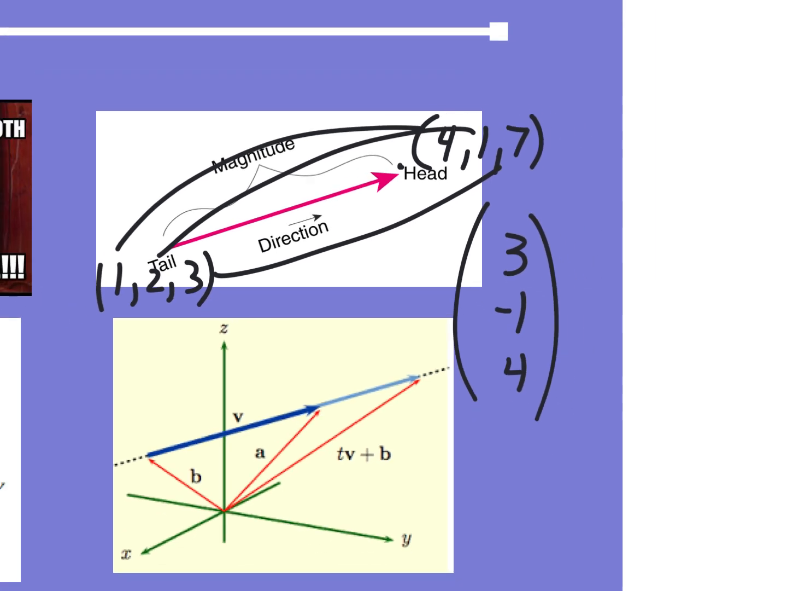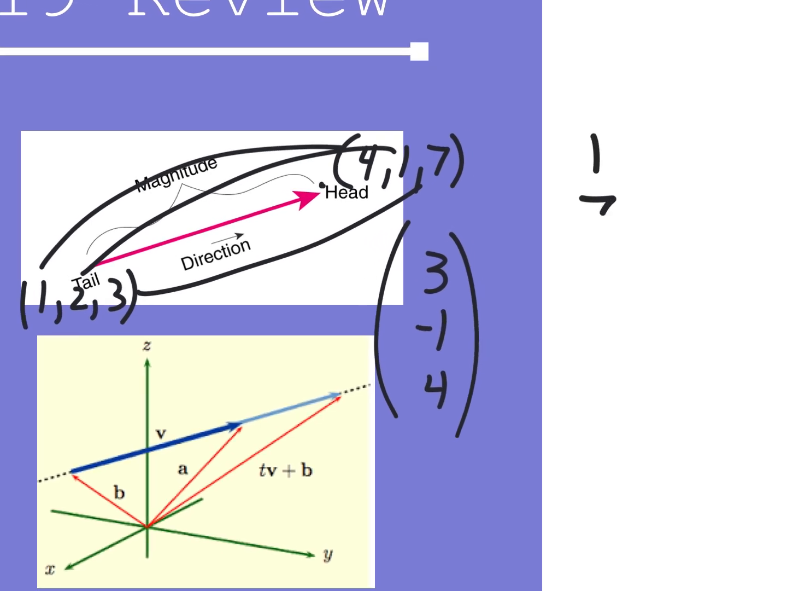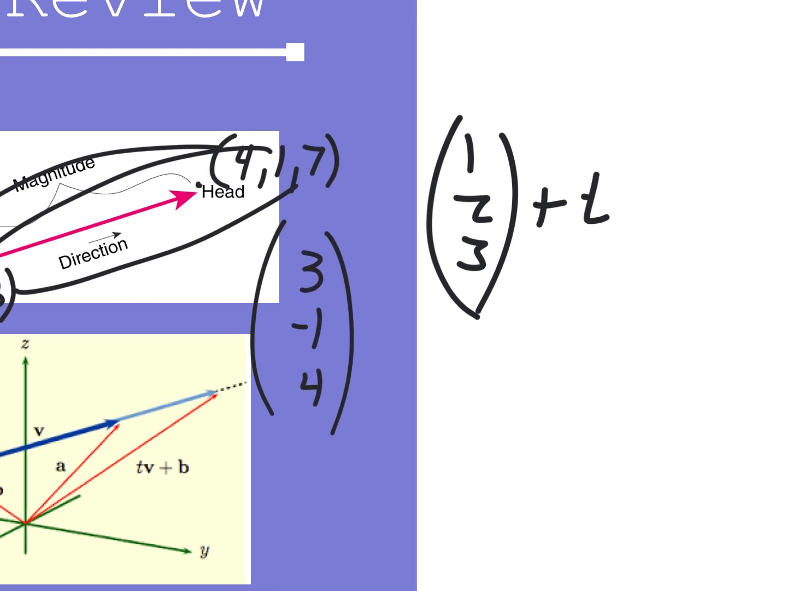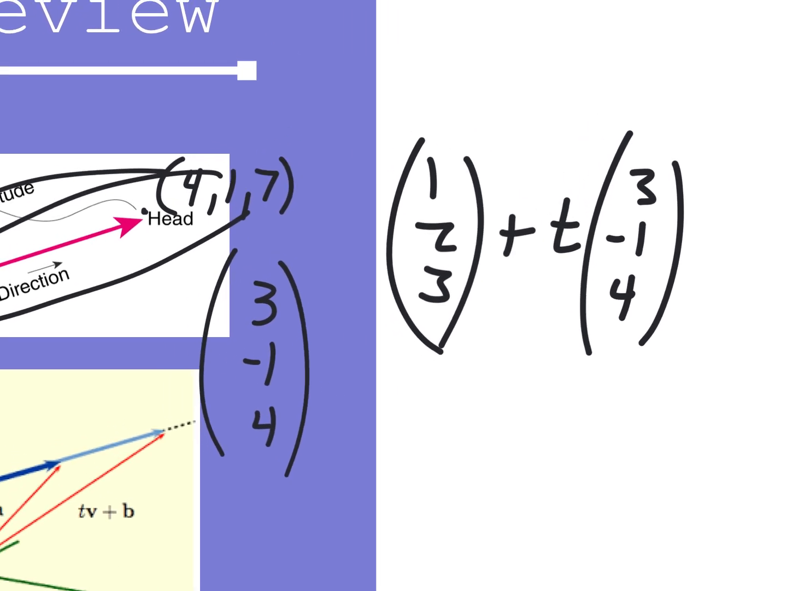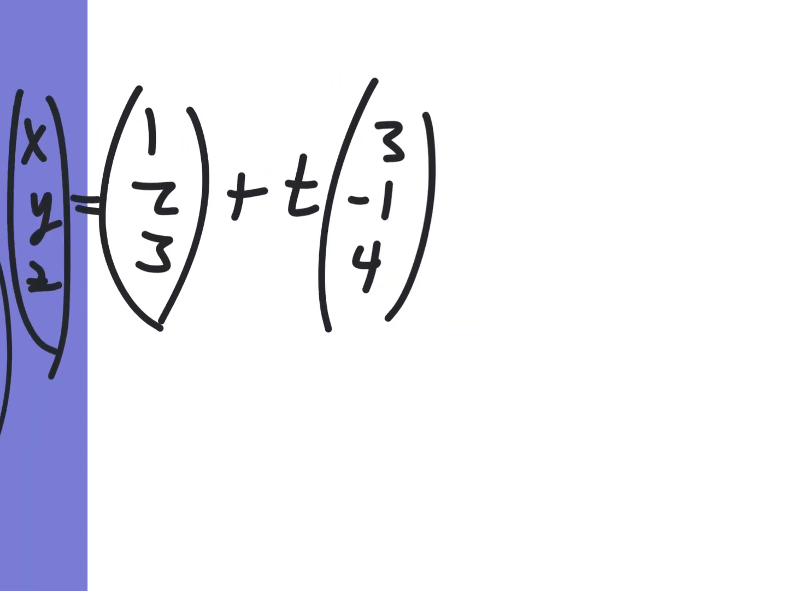Okay, so if this one starts at 1, 2, 3 and goes the vector of 3, -1, 4, then the only thing I need at the beginning is either an r equals, like vector r is, or you could, for instance, do x, y, z. My opinion, best to say x, y, z right here. So why is that my opinion? It's best to say x, y, z right there?